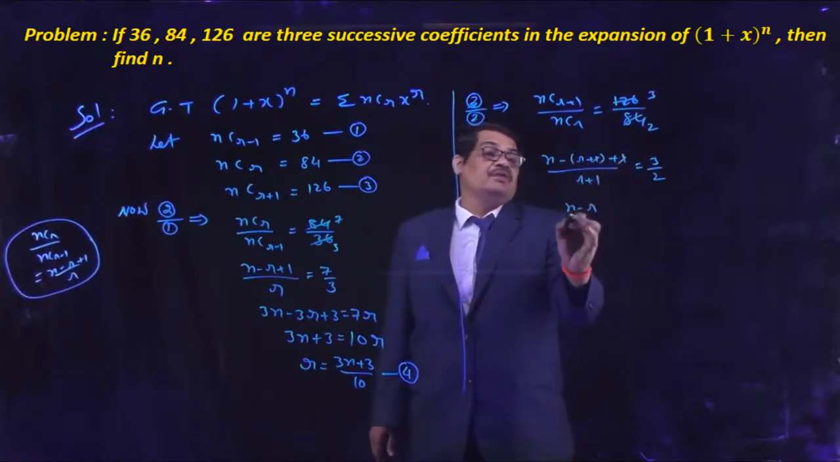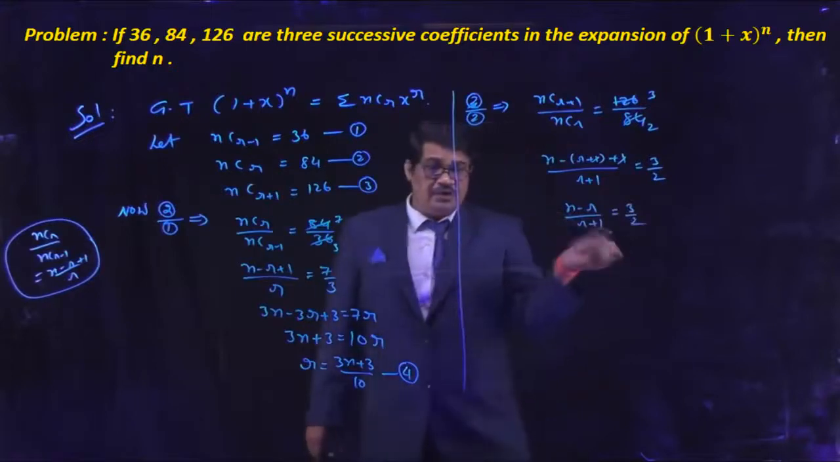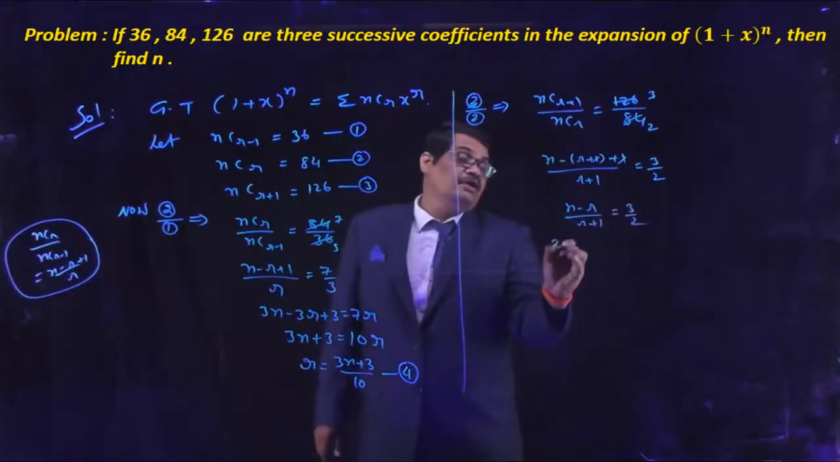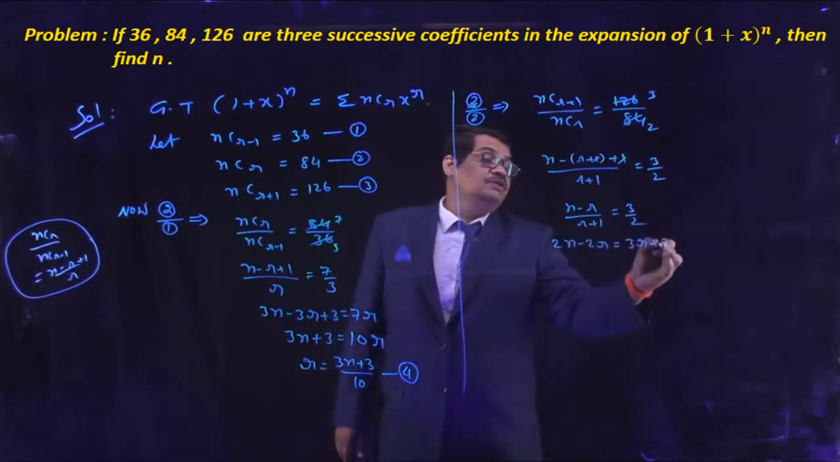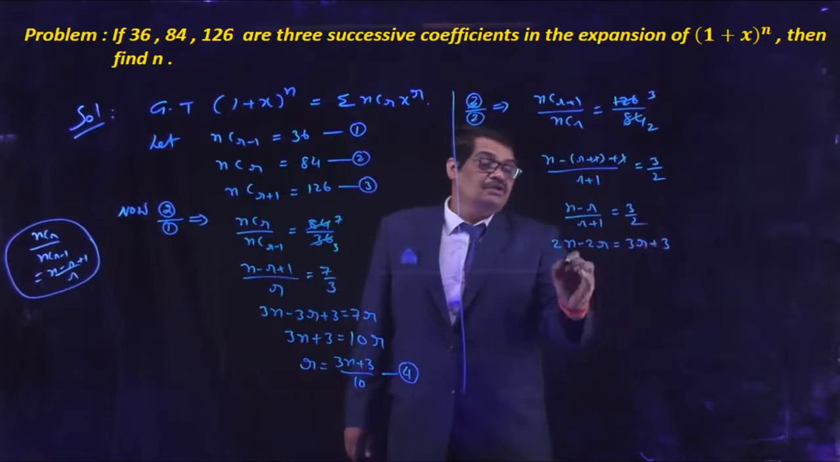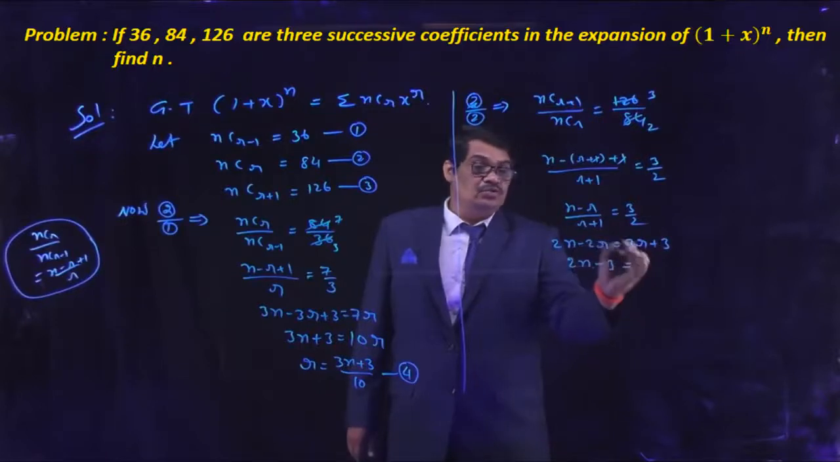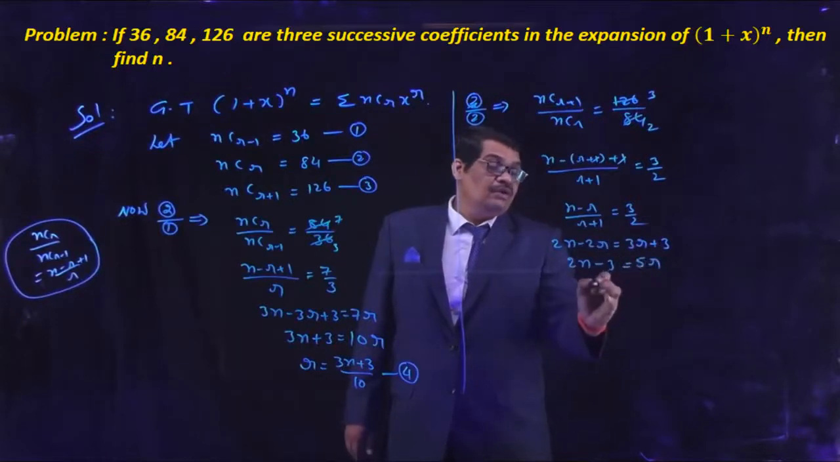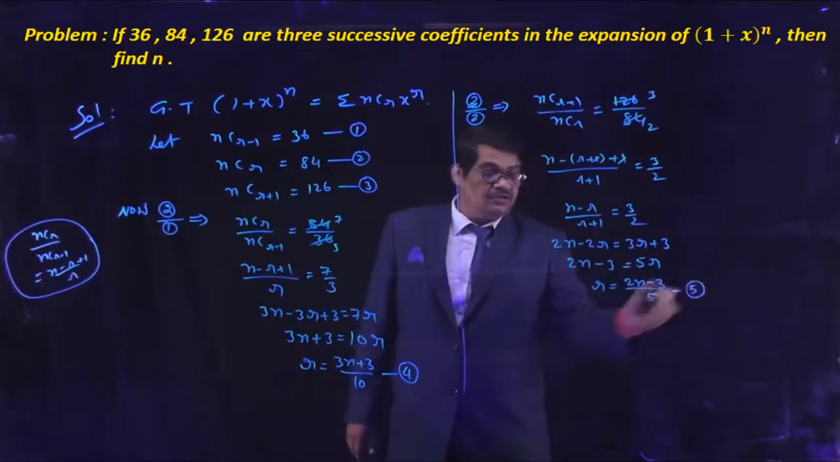Here (n − r)/(r + 1) = 3/2. Now cross multiplying, we get 2n − 2r = 3r + 3. Moving the −2r to this side, we have 2n − 3, with the 3 moving to the LHS side. This is 3r + 2r, that is 5r. From that we write r = (2n − 3)/5, that is equation 5.